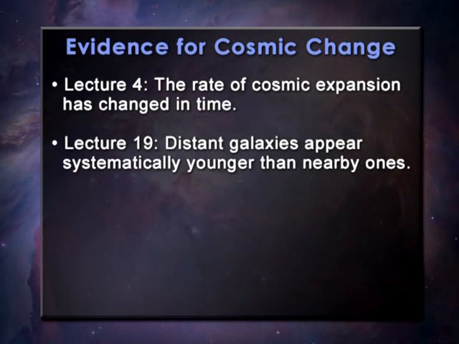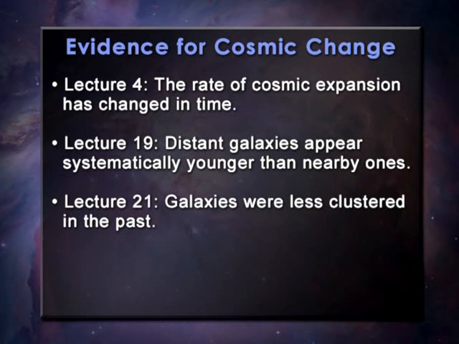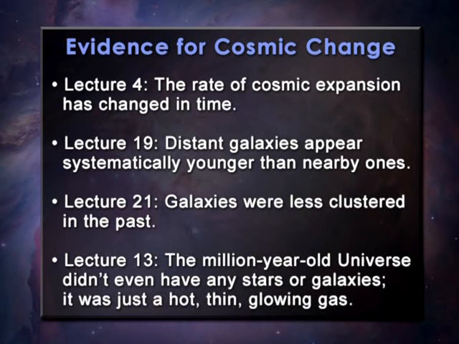In Lecture 19, we'll discover that distant galaxies appear systematically younger than nearby ones. In Lecture 21, we'll find that galaxies were less clustered in the past. And most dramatic of all, in Lecture 13, we'll find that the million-year-old universe didn't even have any stars or galaxies. It was just a hot, thin, glowing gas. The steady-state theory and the strong, perfect cosmological principle really are no longer tenable and haven't been since the late 1960s. The universe really does evolve.